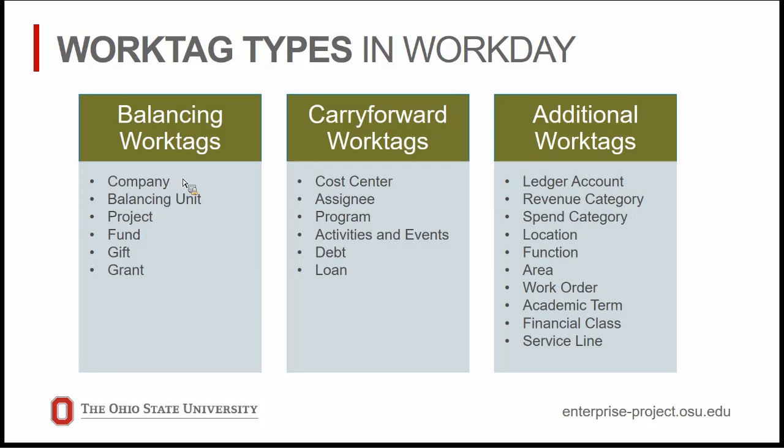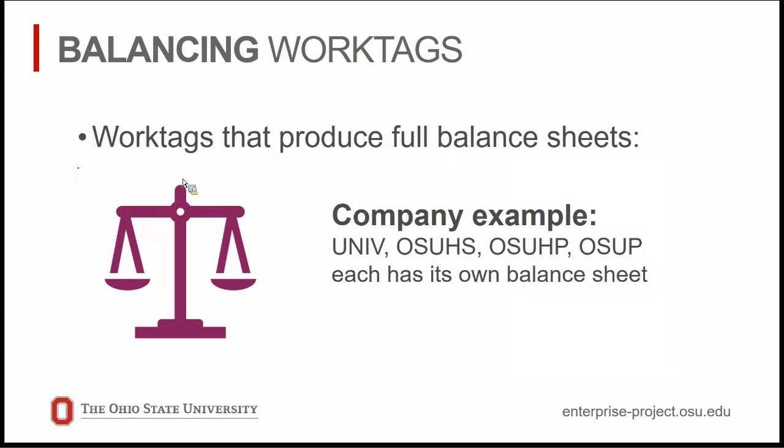So now let's talk about what are balancing work tags. Balancing work tags really allow us to track balance sheet activity at any value within a work tag that is fully balancing. And this gives us the capability of producing a full balance sheet. So one example of a balancing work tag is company. So we would be able to produce a balance sheet at the university, the health system, health plan, OSUP, etc.